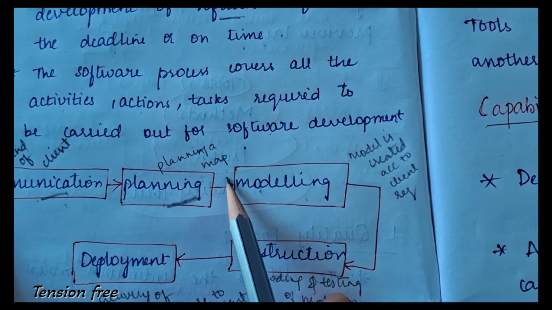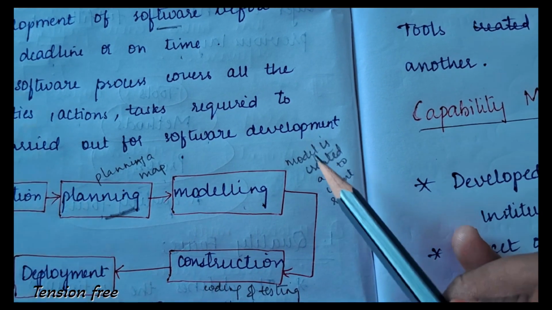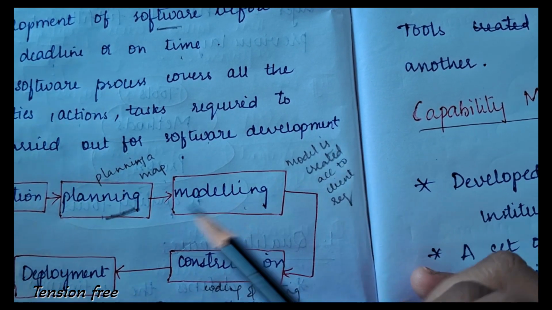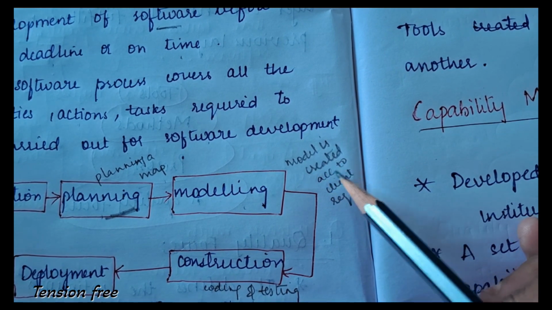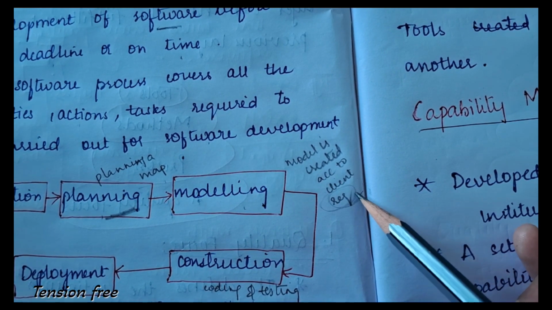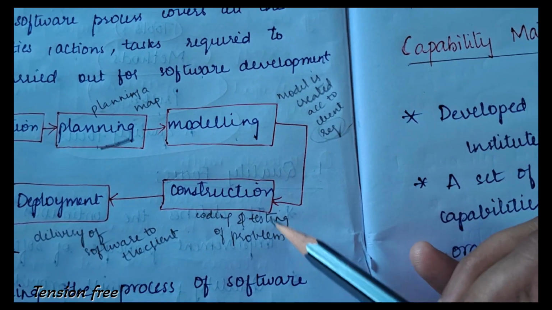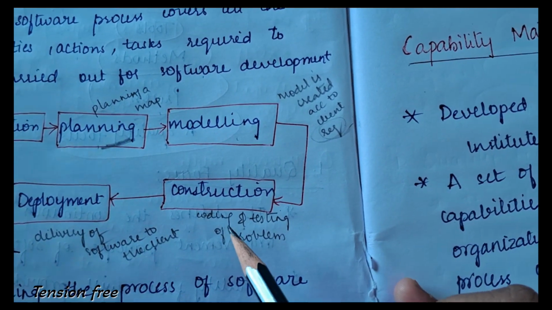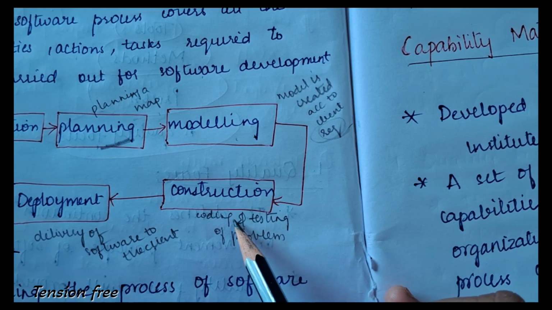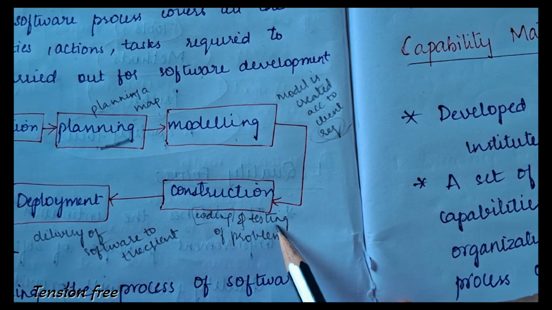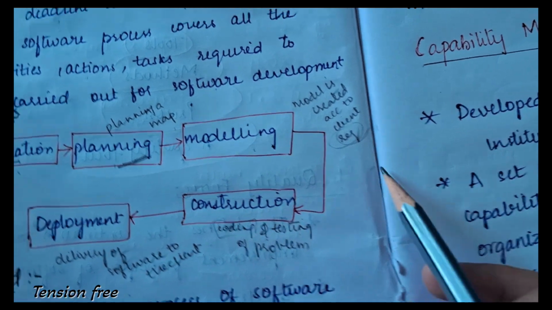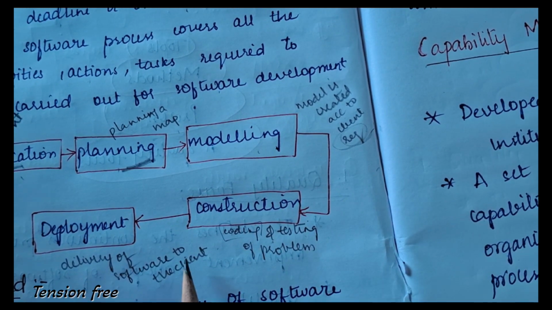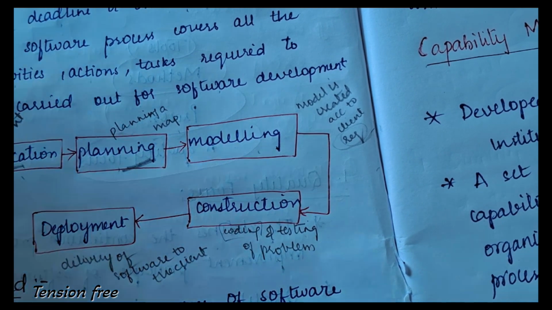Modeling means a model is created according to the plan given in the previous layer. The model is created according to the requirements of the client. Construction is the layer in which we write the code and test the code of the program. Next, deployment: delivery of the software to the client. Finally, we fulfill all the demands of the client.